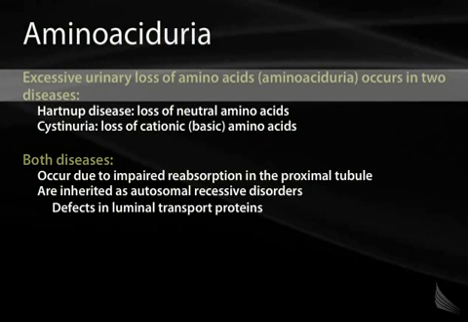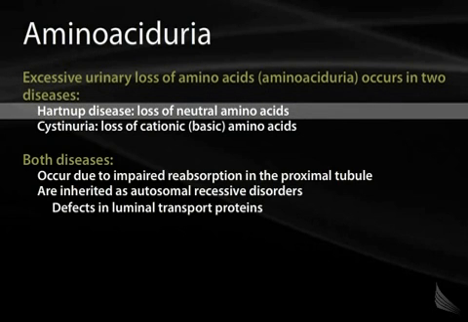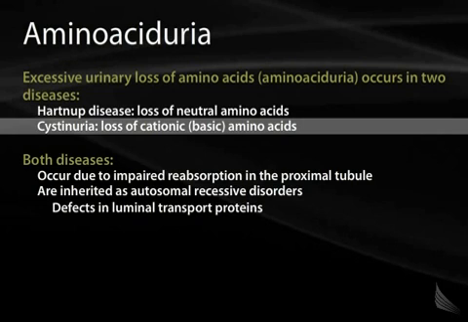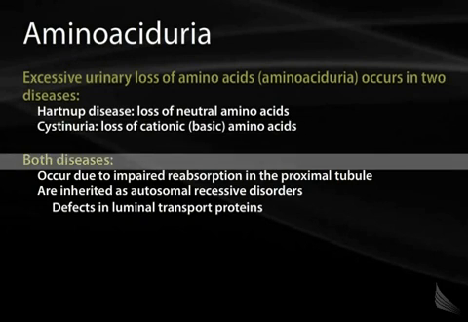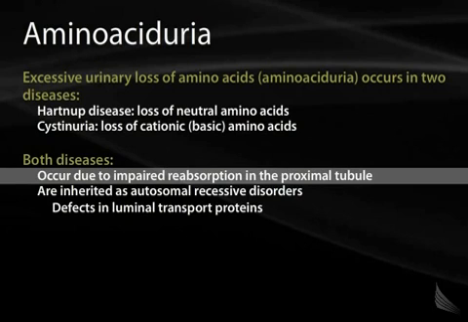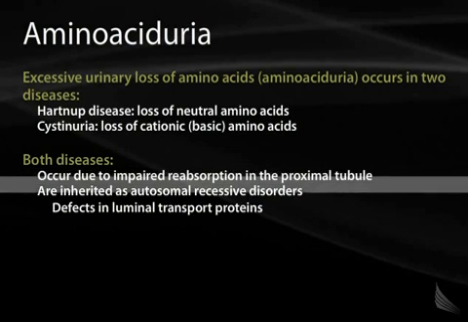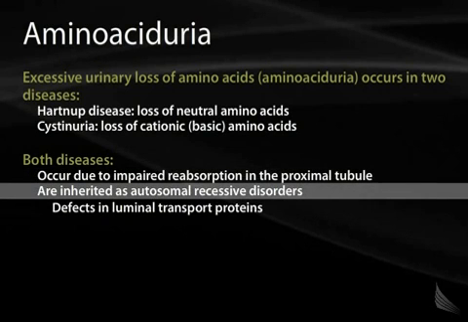Aminoaciduria is the excessive urinary loss of amino acids and occurs in two major diseases: Hartnup disease, which is a loss of neutral amino acids, and cystinuria, which is a loss of a cationic or basic amino acid. Both diseases occur due to impaired reabsorption in the proximal tubule. These are inherited as autosomal recessive disorders and are primarily seen as pediatric disorders, although cystinuria, depending on the severity, can also present in adulthood.